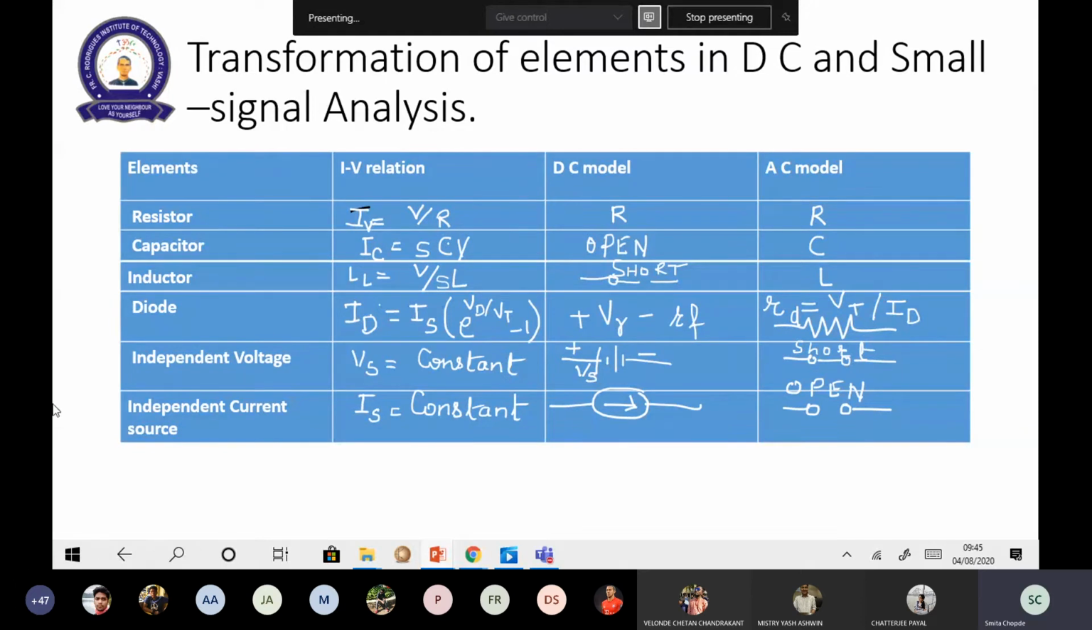Okay. The independent current source here will be largely referred to for AC model analysis, and it works as an open circuit, and the independent voltage source will be largely used for DC analysis, working as an actual voltage source. Okay. Can I go ahead?